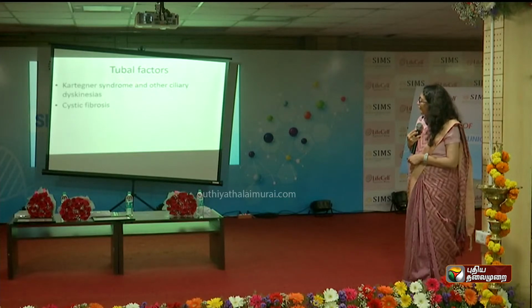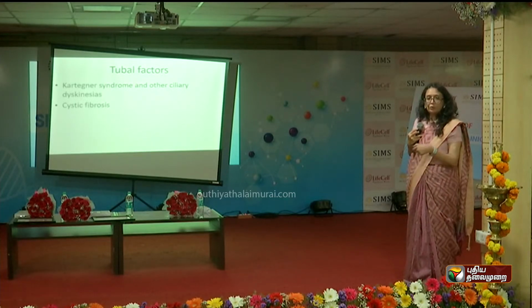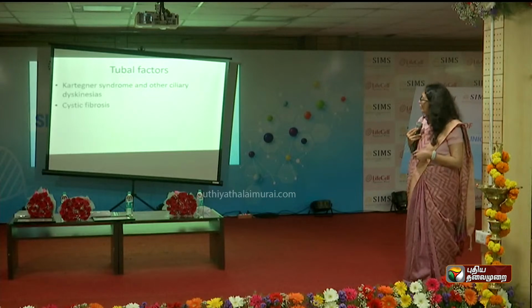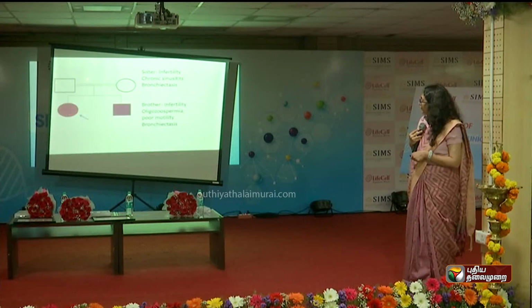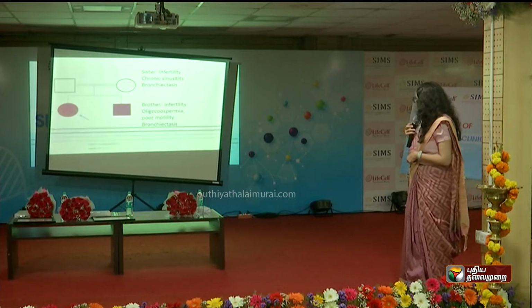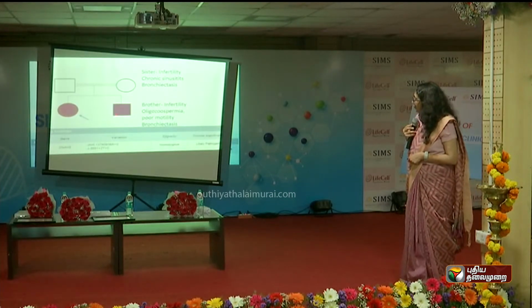So sometimes even tubal factors can be because of genetic reasons, when you have ruled out infections, adhesions and other causes. Cystic fibrosis or sometimes even ciliary dyskinesias can present like this. Here we have siblings born of consanguineous parents, both of them infertile, and they also have some sinusitis and bronchiectasis. This brother has oligozoospermia with poor sperm motility. This lady was actually found to have primary ciliary dyskinesia, and the brother was also similarly affected.